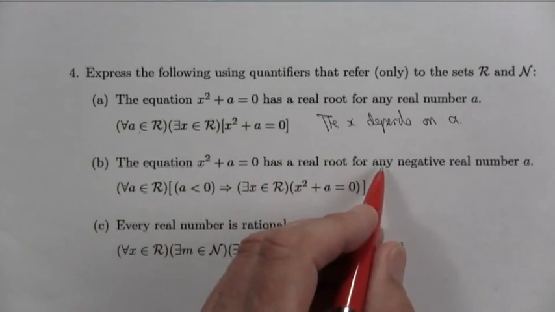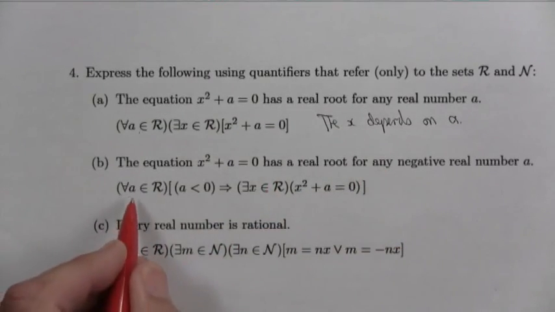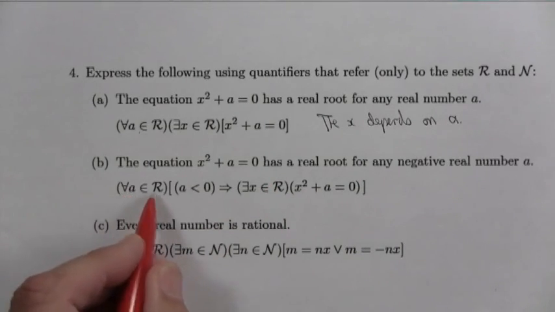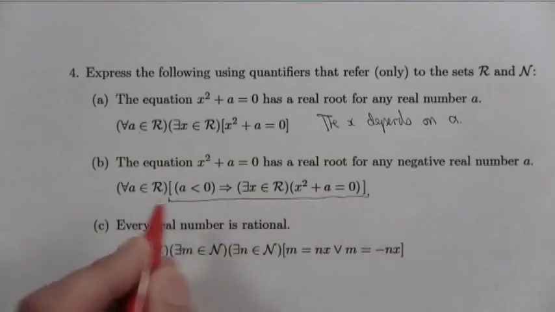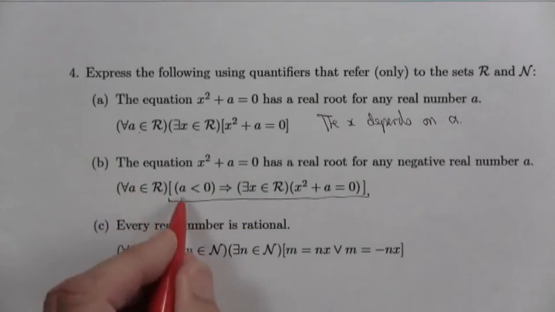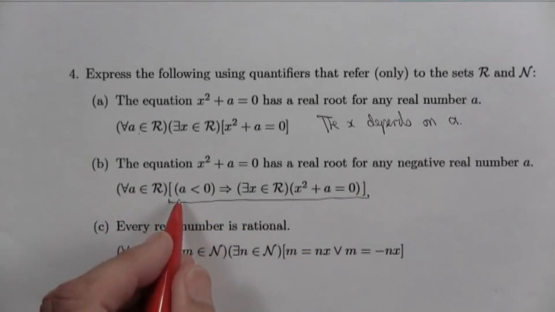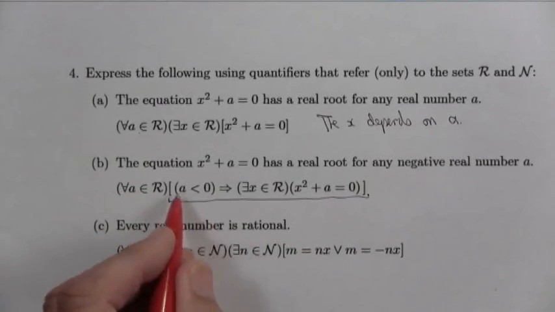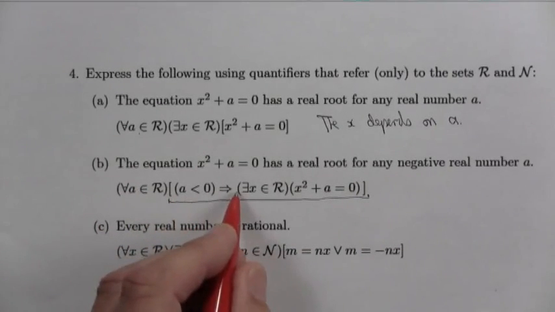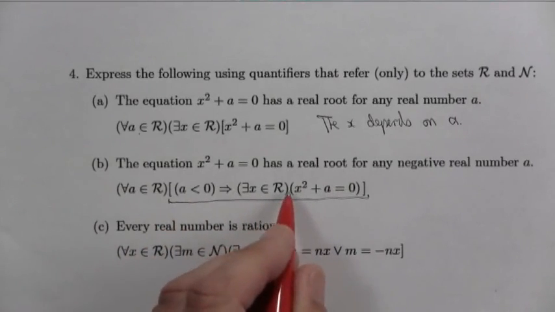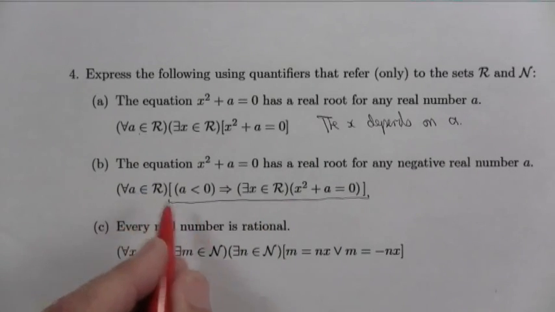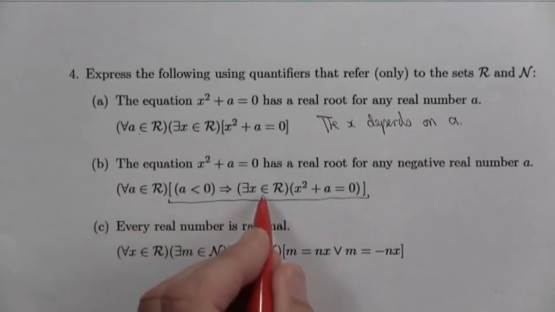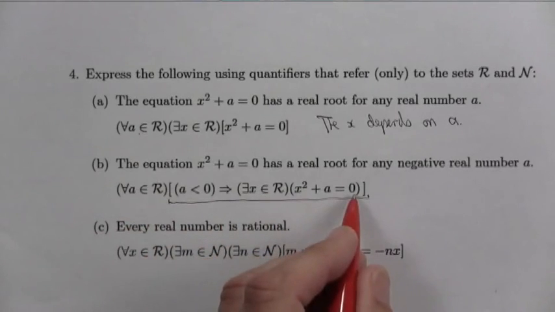Okay, part B. The equation x squared plus a equals 0 has a real root for any negative real number a. Now we've actually got something that's going to be true. For any a in the reals, and then there's going to be a clause in brackets because the for all a is going to apply to everything that comes next. For all a, if a is negative, then I can find a solution to the equation. Okay, so you give me an a. If that a you give me is negative, then I can find an x which solves the equation.